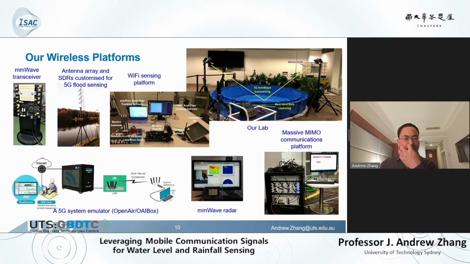We have various equipment and devices in our lab. With the usage of them, we collected various data sets in real environments for both water level and rainfall sensing. For example, we have the 5G system emulator based on OpenAir, which can emulate a base station of a 5G system. We also have the millimeter wave transceiver, some dedicated antenna arrays, a Wi-Fi sensing platform, and the in-lab swimming pool used for water level and rainfall emulation.